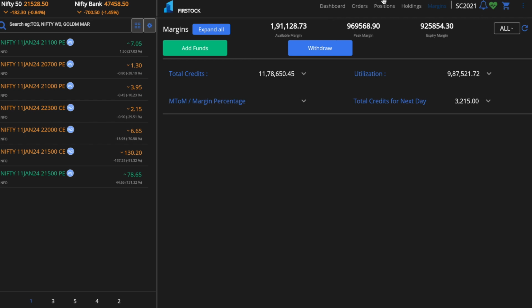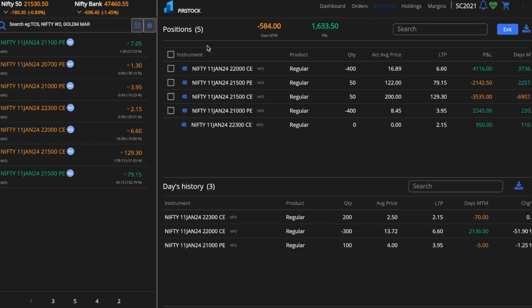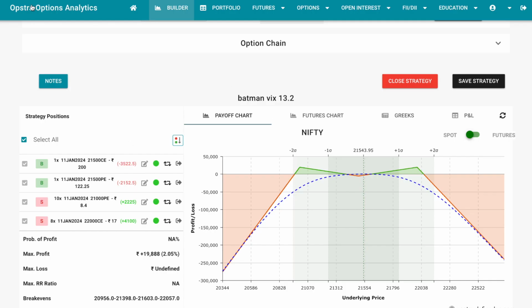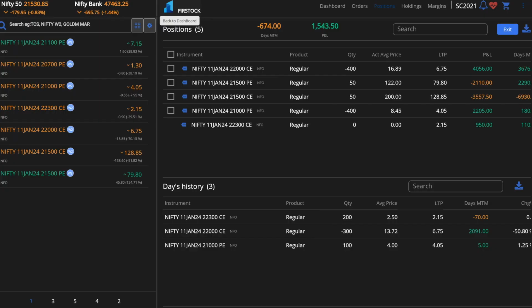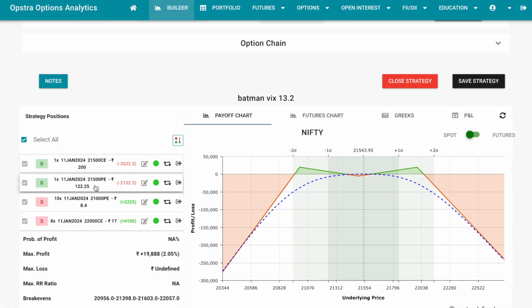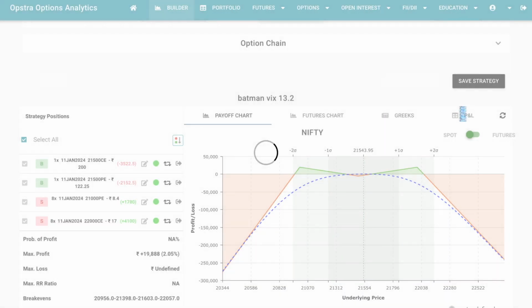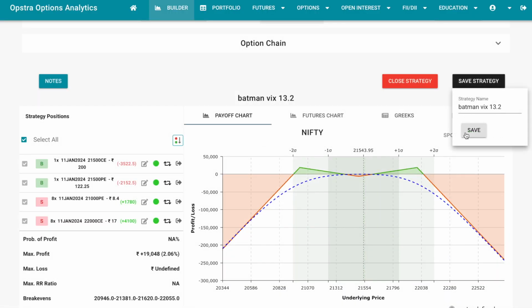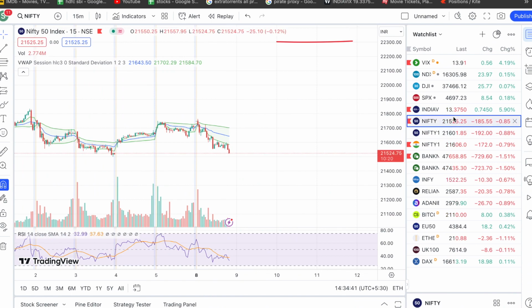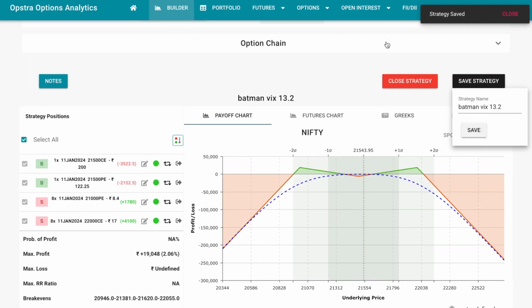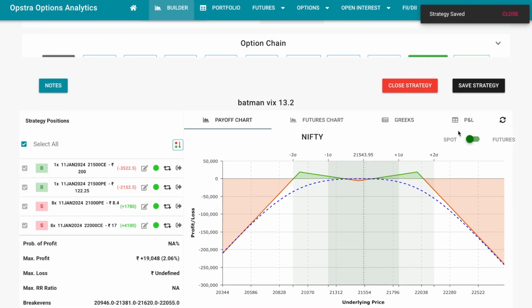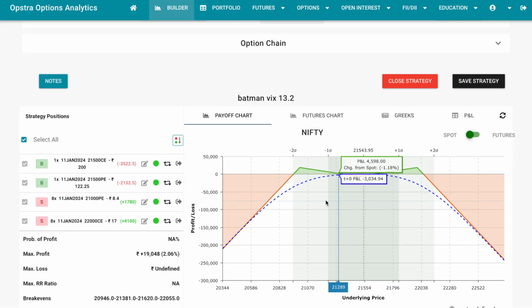Yes, now we can see that margins is a decent amount, and the strategy is quite balanced. Okay, 8.45, this is the balanced strategy. Modify, we can save it. Let's check out the VIX. India VIX is 13.3, that's fine, it's not an issue. And let's look at the strategy once more.